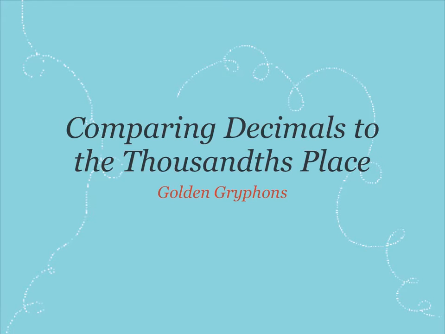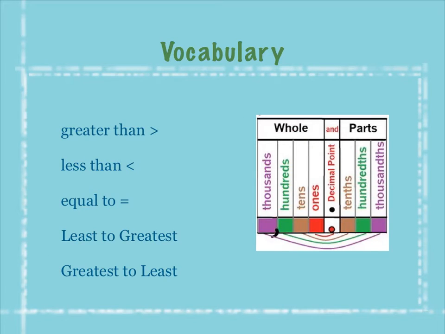In this video, you're going to be learning about comparing decimals to the thousands place. All right, let's start out with the vocabulary. The three terms that we're going to be using very heavily today are greater than, less than, and equal to. And then we're also going to be using least to greatest and greatest to least.